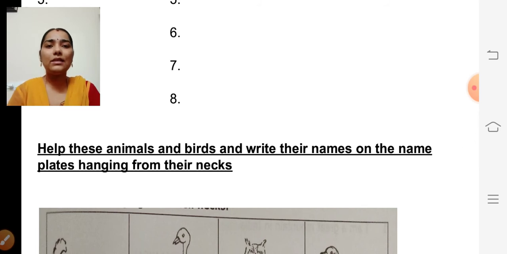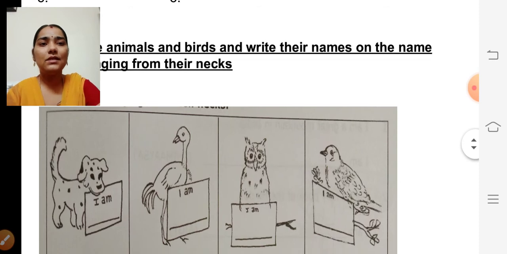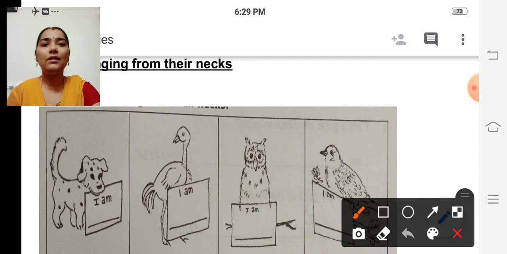Help these animals and birds and write their names on the name plates hanging from their necks. So we are going to name the animals. Okay. See the picture. So what is the first animal in the picture? Here it is a dog, isn't it? It is a dog. Dog. D. So it is not a vowel.